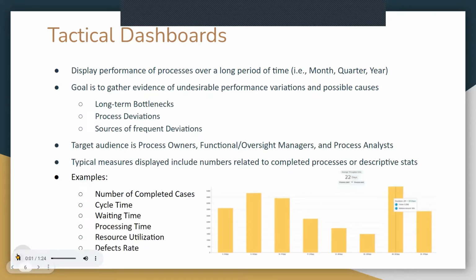The next dashboards we want to look at are tactical dashboards. These dashboards typically display the performance of processes over a long period of time. This can include months, quarters, years, and the main goal is to gather evidence of undesirable performance variations and possible causes of these variations. Again, this can include long-term bottlenecks, process deviations, and the sources of these deviations.